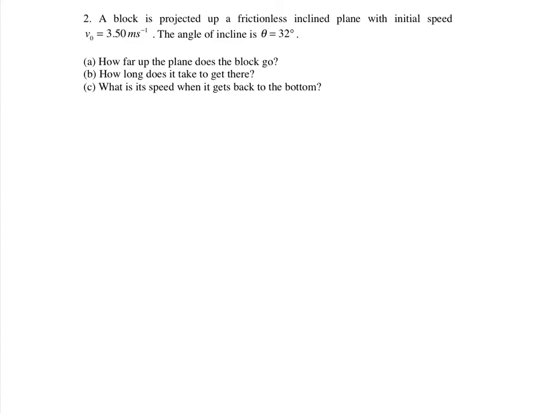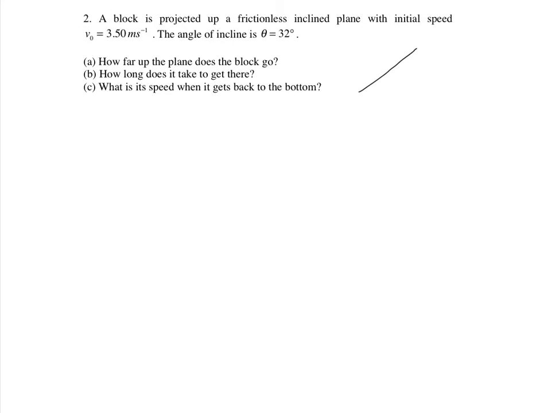In this question, we have a block projected up a frictionless inclined plane with initial speed of 3.5 meters per second, and it's sent up at an angle of the incline at 32 degrees. Now this is an example of when we would use Newton's second law to link the net forces to the net acceleration of the object, and then from the acceleration be able to work out how far it goes up the plane, how long does it take there. So it's a great example of how forces are linked to kinematics through Newton's second law.